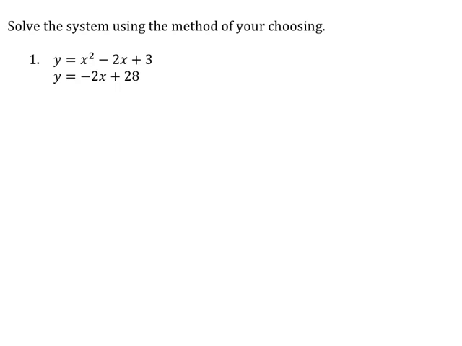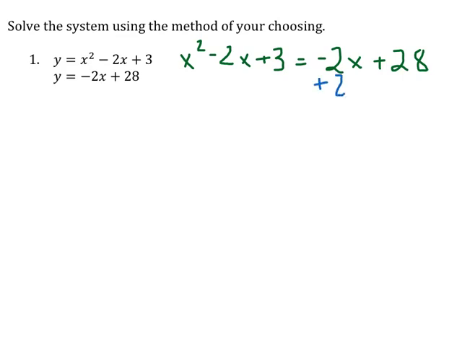Solve the system using the method of your choosing. We have two things equal to y, so we might as well just set them equal to each other. X squared minus 2x plus 3 equals negative 2x plus 28. So we want to try to get them all over to one side. So we'll add 2x to each side. Our 2x's are going to cancel out. We'll get x squared plus 3 equals 28.